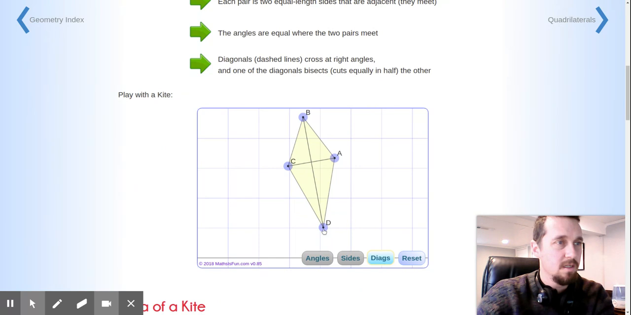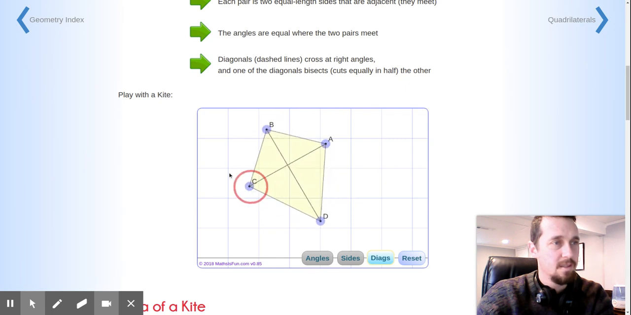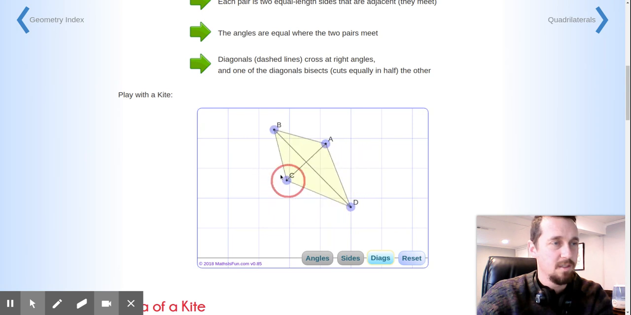Here you can see between A and C, segment BD will always be in the middle, and it doesn't matter how I arrange this, it makes itself a kite. So this has some rules set up.